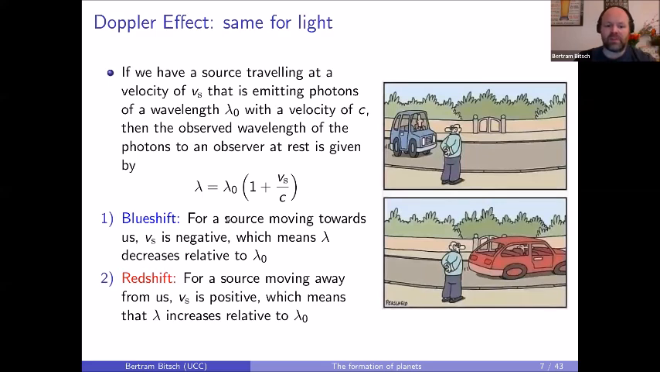Now we get a blue shift for a source that is moving towards us. So the velocity Vs is negative, which means the lambda will decrease relative to our lambda 0, so our original wavelength. And the redshift is when we have a source moving away from us, so the velocity will be positive, which means the wavelength will increase relative to the original wavelength. And the cartoon on the right is illustrating exactly that. If something comes towards you, you will see it blue, and if it moves away from you, it will look red.